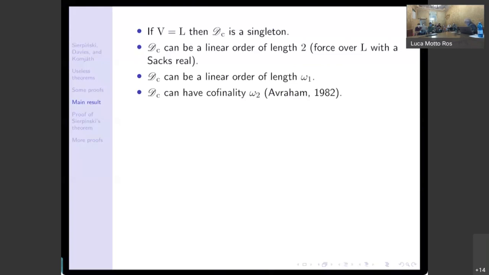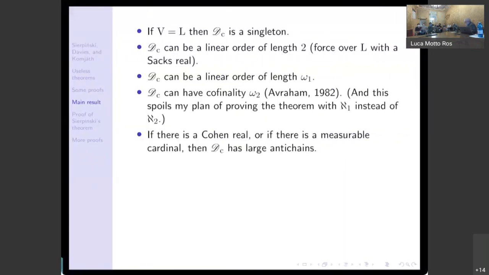From what I understand from the paper, the universe can be L of a sequence of length omega 2, and all initial segments satisfy CH, but at the end you don't have CH, you have the continuum equal to aleph 2, and you have this long chain of constructibility degrees. And this spoils my plan of proving the theorem with aleph 1 instead of aleph 2. But not all is lost. I think there might be a way around it. So far, I haven't been able to pursue this.